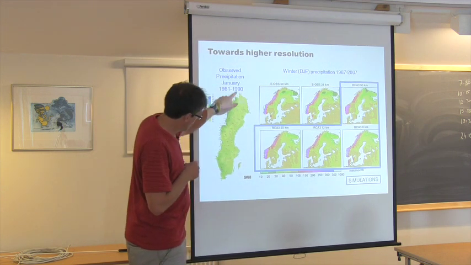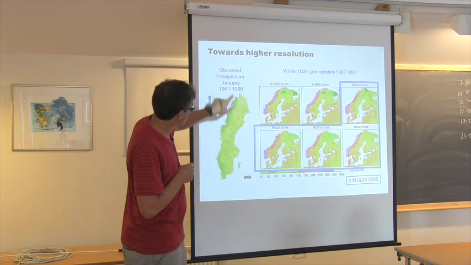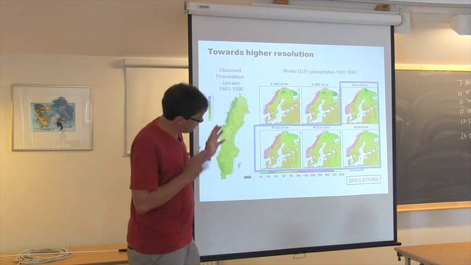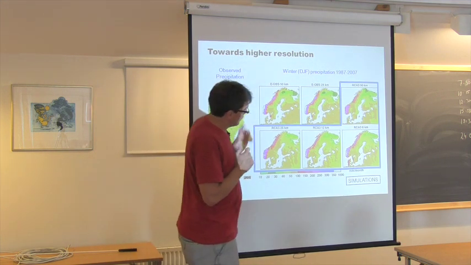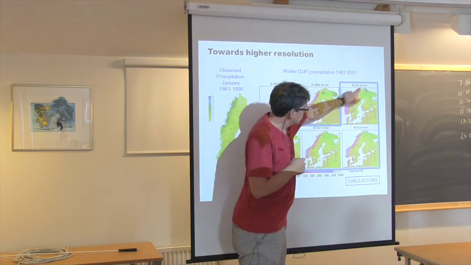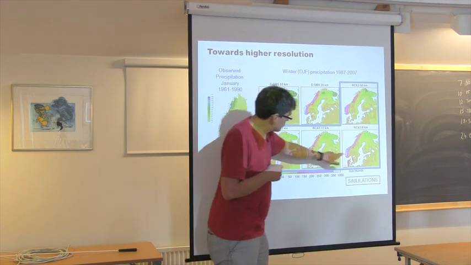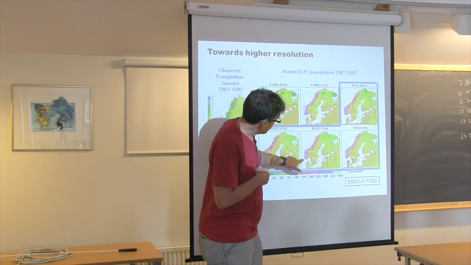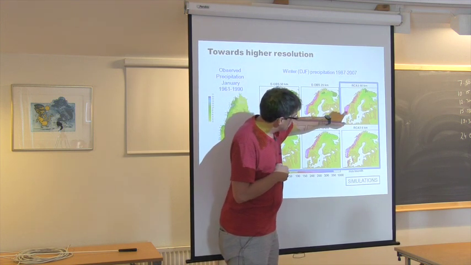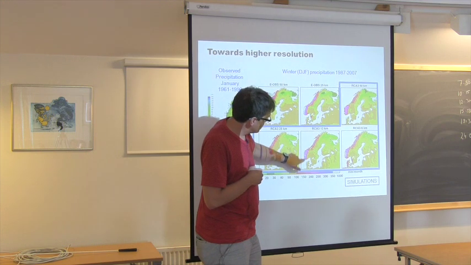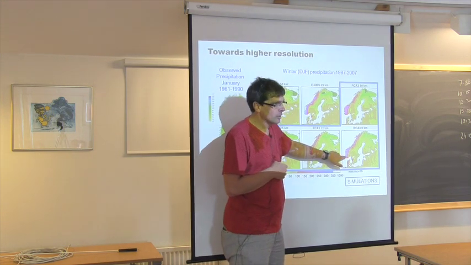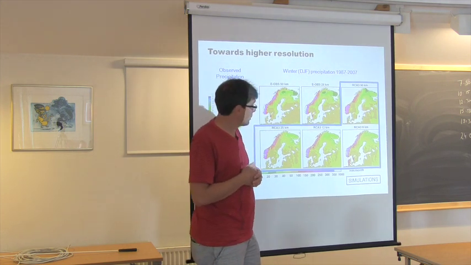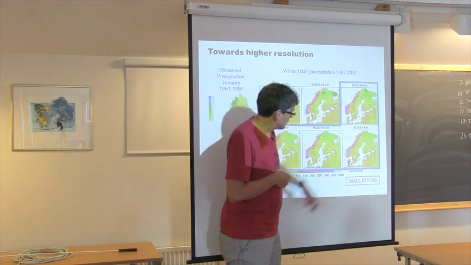So I also have another analysis from SMHI just for Sweden, saying something about precipitation in January. This is winter, so it's not completely comparable, but there are some interesting features. When we go from relatively coarse resolution to finer and finer resolution, we see quite big changes. For instance, in southwestern Norway, the intensity of the most intensive precipitation increases with resolution, and that seems to be fairly similar to what's observed. And we have the highest amounts on this side.